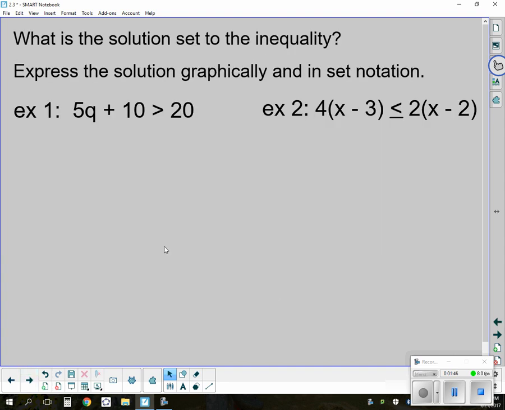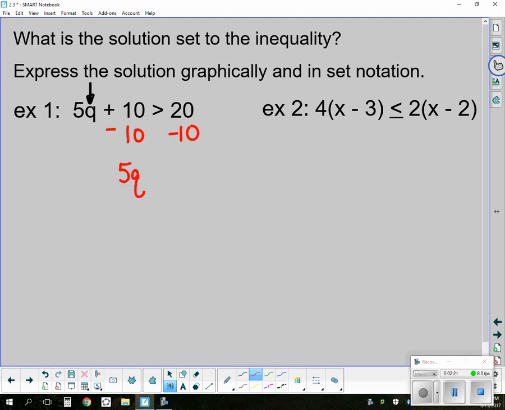First of all, let's talk about solution sets. What's the solution set to these inequalities? Express the solution graphically and in set notation. So two different ways they want us to write it. Again, we're going to solve these very similarly to the way we solve equations. There's going to be one difference, and I will tell you what that is when we get to it. So you still want to get your variable by itself. Your variable here is that q, and we want to undo the order of operations, so we want to subtract the 10 off first.